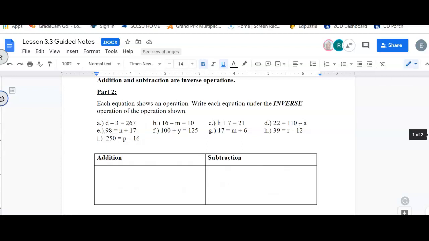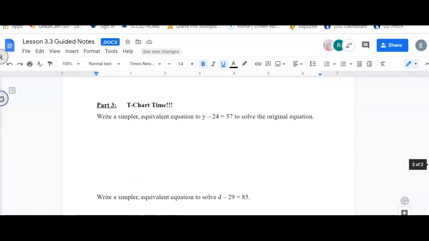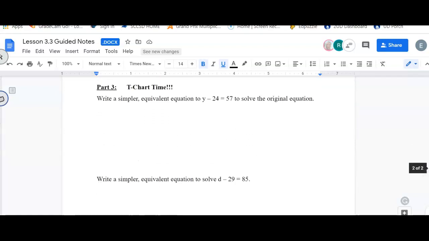Go ahead and turn your paper over to the back. You want to try one of these on your own now? Do the best you can. If you want to talk to your partner, the person sitting next to you, you can. But otherwise, try it on your own. It says write a simpler equivalent equation. Hint: solve using a T-chart.